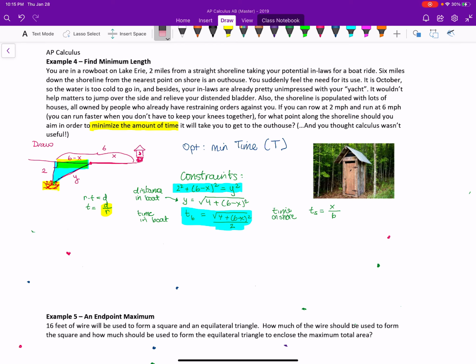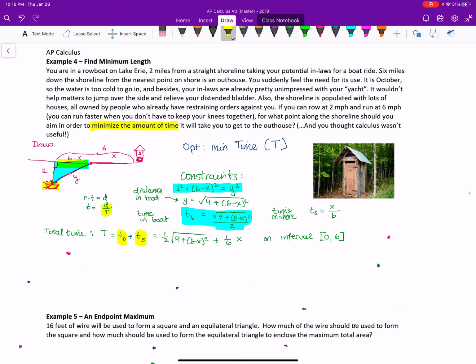Now I'm ready to write the optimization function, which is time in this case. So the total time is going to be the time you spent in the boat, that's right here, highlighting, and the time you spent running on the shore. So I'm just adding those two things. And I just put the 1/2 out in front because it would be much easier to put it in the calculator, which is what we're going to use. This is going to be a calculator problem most likely.